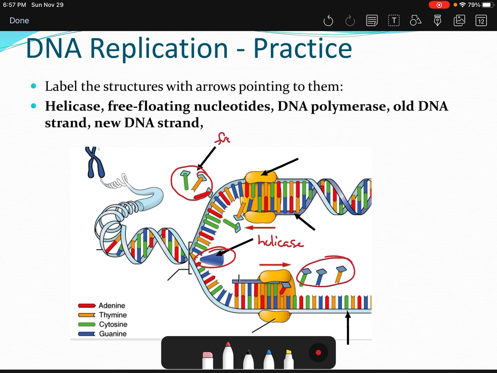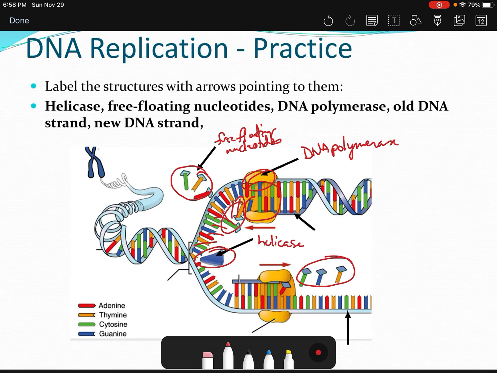And those are your free-floating nucleotides. That is what the DNA polymerase right here, here's some more right there, DNA polymerase, that's this molecule right here, is going to take those and match them up according to the correct base pairing. And it's going to keep moving on down the line, putting down those correct nucleotides as it keeps going along.